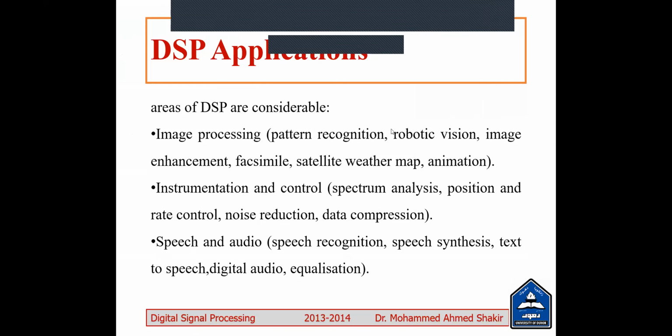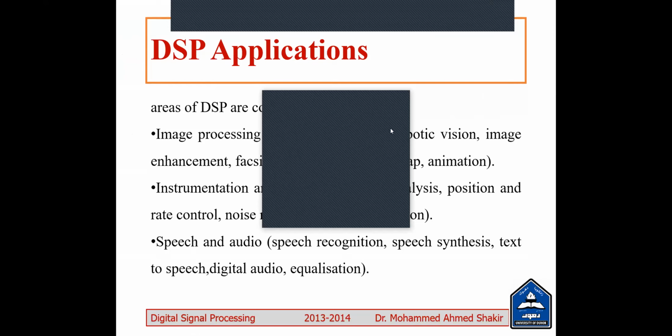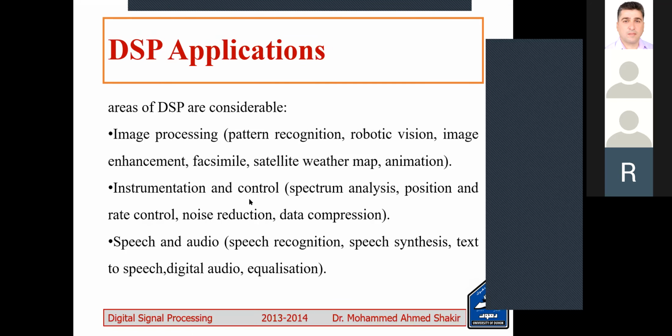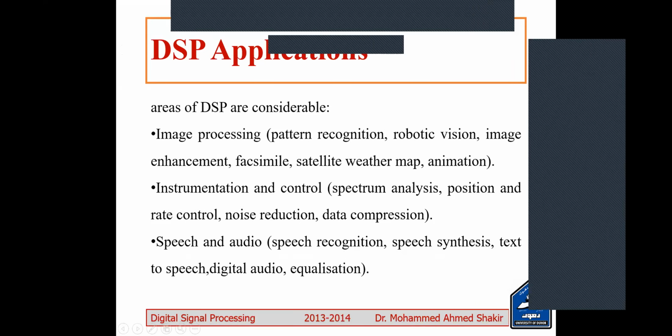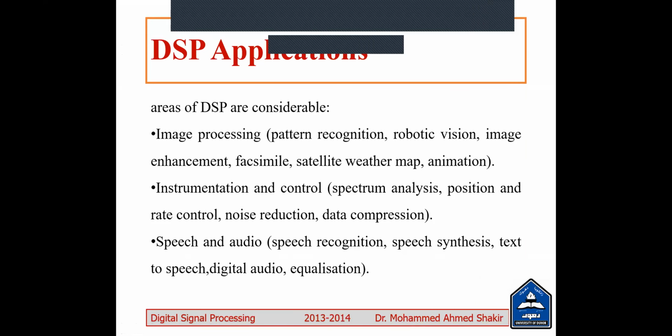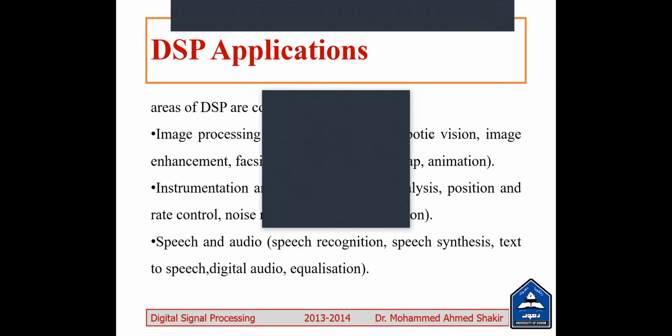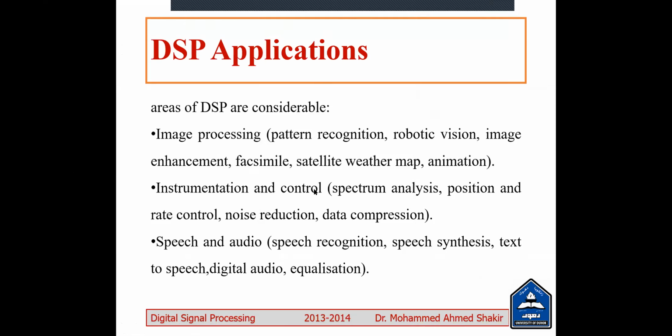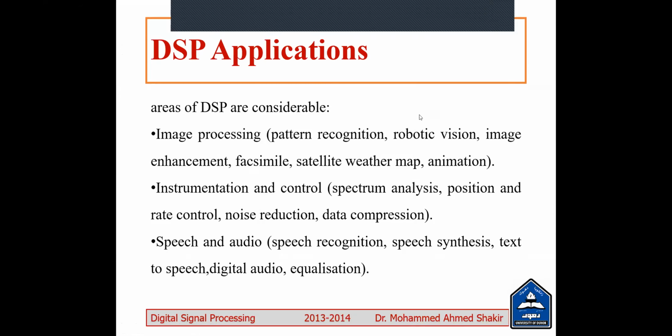At the beginning, let us review some applications of the DSP. Well, areas of DSP are considerable in image processing, pattern recognition, robotic vision, image enhancement, facsimile, satellite weather, and animation. Admit all. Instrumentation and control, for example, spectrum analysis, position and rate control. Noise reduction and data compression.